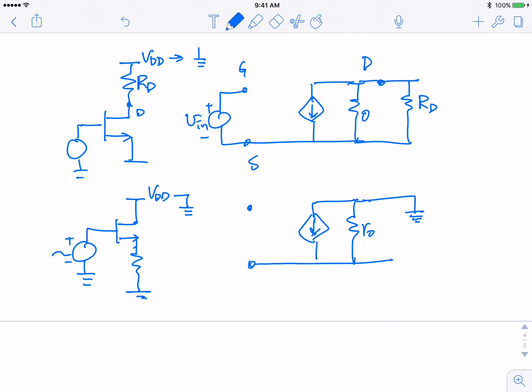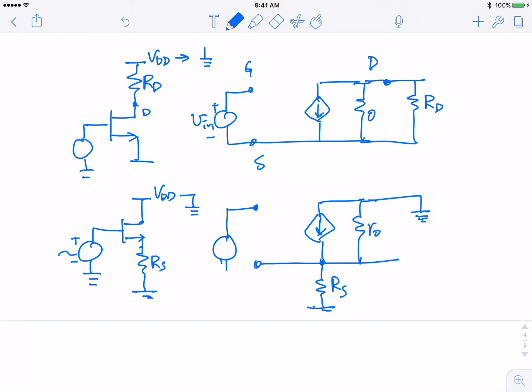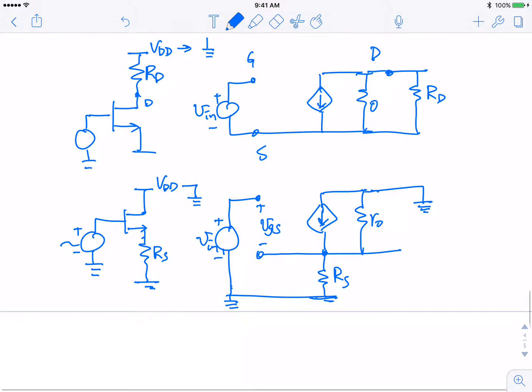But my source is no longer grounded. Rather, my source is connected to this resistor RS. So I now have RS here. And so this is kind of a strange circuit. The input actually is connected to ground, meaning it's connected to here. So it's connected to ground. This is my input. And so VGS here is still VGS, but VGS is no longer equal to Vin in this case. So obviously, this is a little bit more complex to analyze compared with the top circuits.